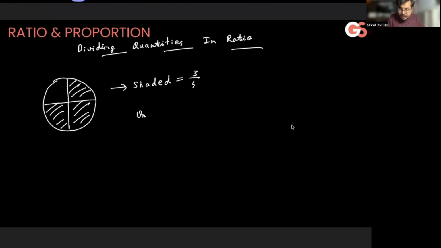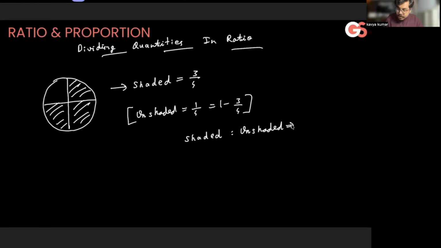And what is unshaded? This is 1 by 4, or 1 minus 3 by 4. One and the same thing. So from this, we understand that the ratio of shaded to unshaded comes out to be 3 by 4 is to 1 by 4, which is also written as 3 is to 1. So can we say that out of 4 parts, 3 are shaded and 1 is unshaded?